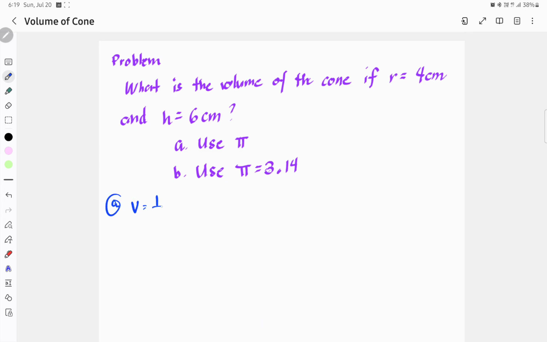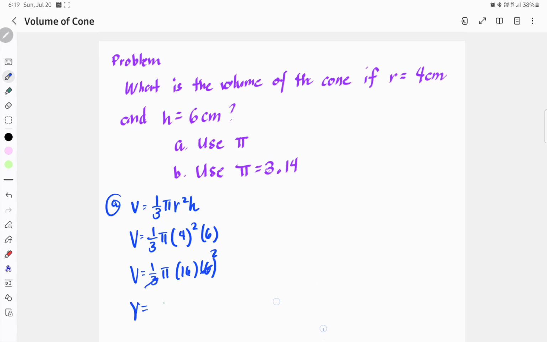Remember, volume is equal to 1/3 pi r squared height. Volume would be equal to 1/3 pi, multiplying now the value of the radius, then square, and then working with that. Volume would be equal to 1/3 pi, then this would be 16, and then 6. We can now cancel 3 here, then this would be there. Volume would be equal to 32 pi. Now let's go on to solution B, which is using pi as a value.